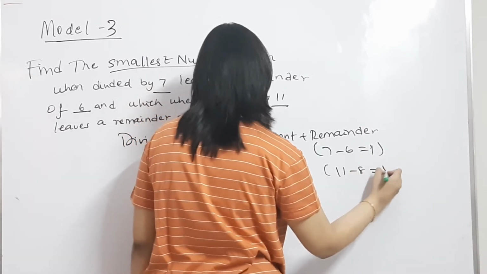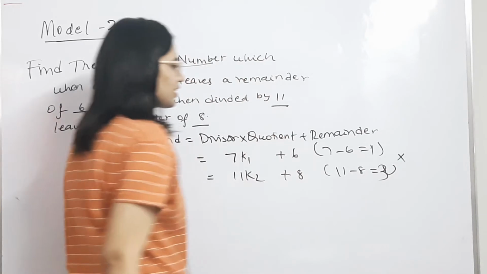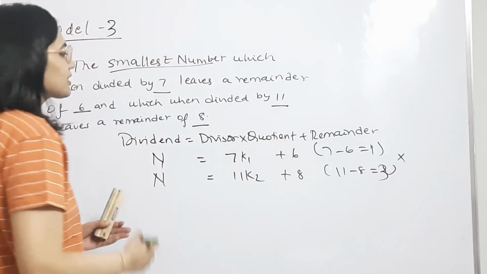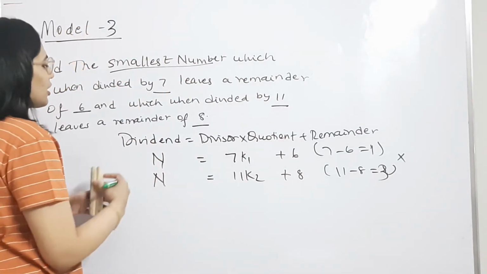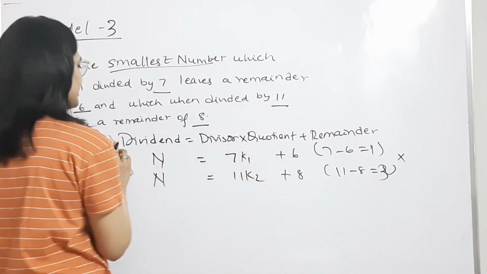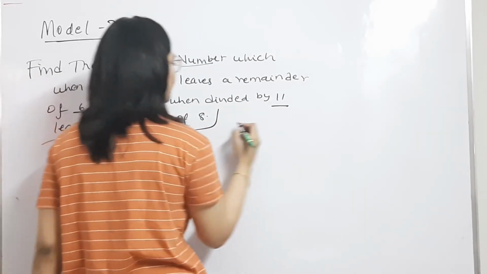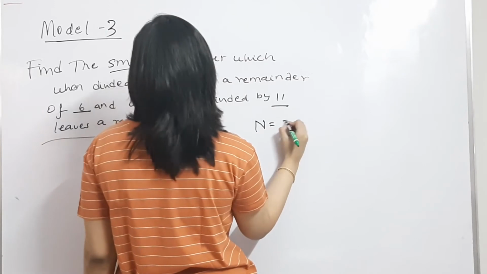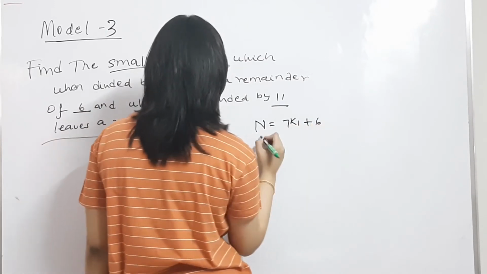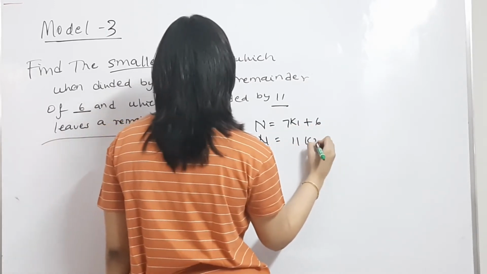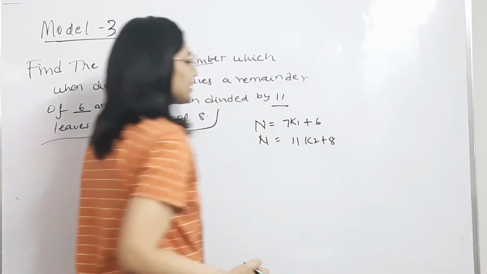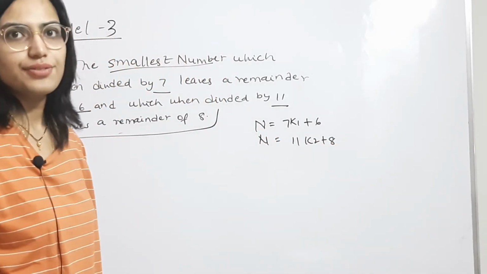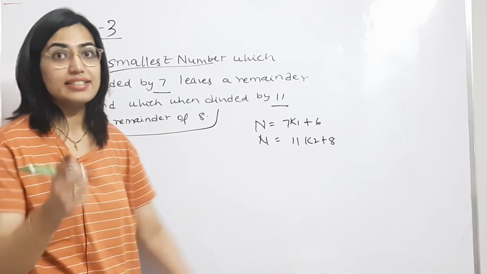So the difference is also not the same. In this case, what you need to do is follow a step-by-step procedure. First of all, let's write these 2 equations aside. That is, n is equal to 7k1 plus 6 and n is equal to 11k2 plus 8. Take the largest divisor. In this case, 7 and 11 are divisors, take the largest one.